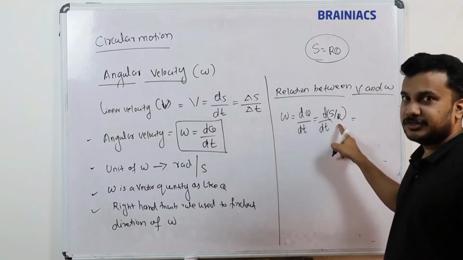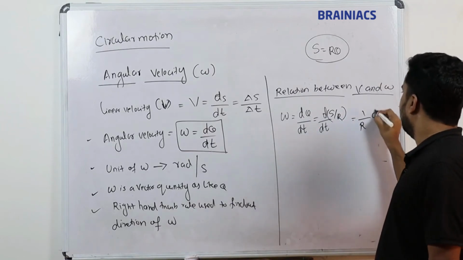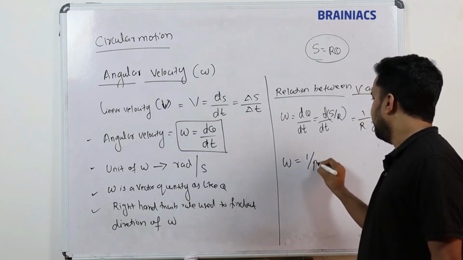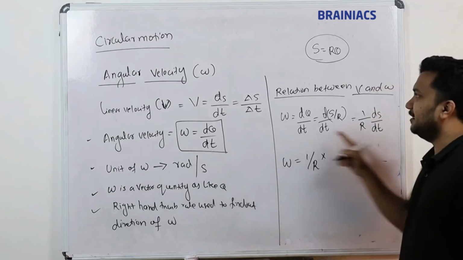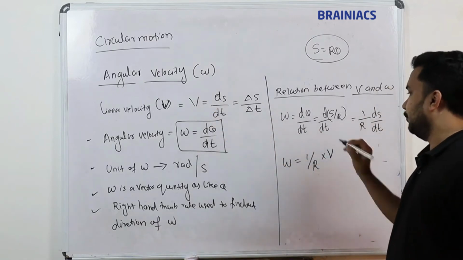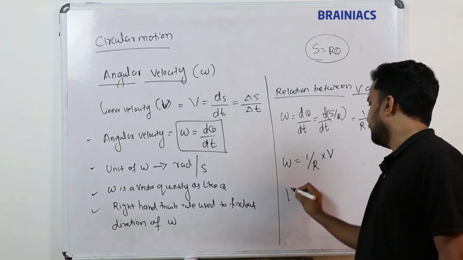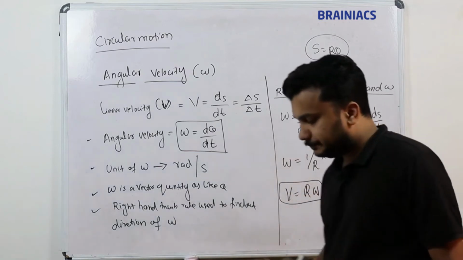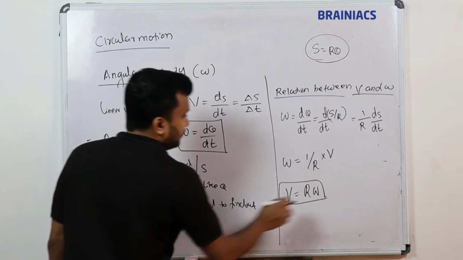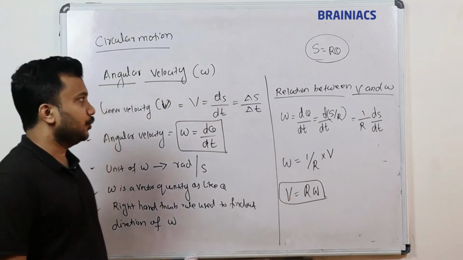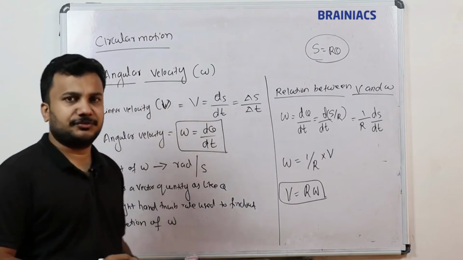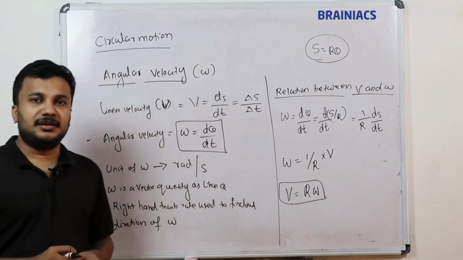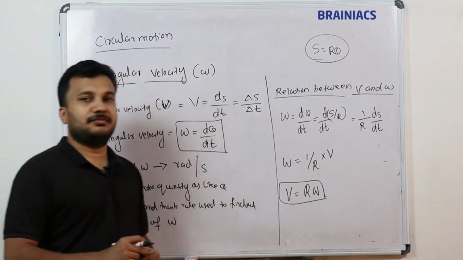Radius is always constant for a circular motion. So 1 by r and ds by dt. Omega will be equal to 1 by r into ds by dt. ds by dt is called velocity, so omega is v by r. I can say v is equal to r omega. This is also important. We have done a small derivation, and v is equal to r omega is the relation connecting linear velocity and angular velocity.